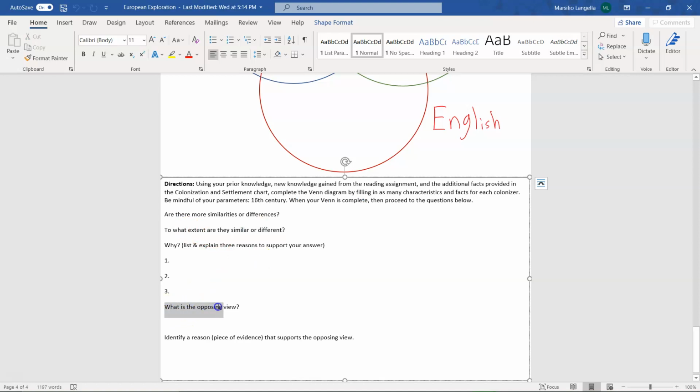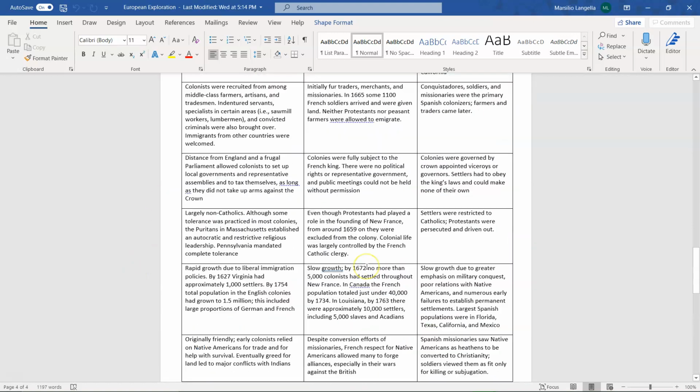Then you're going to provide an opposing view, as in the opposite of the view you just gave. So if you pick similar, in the opposing view you say why they're different and put that here. Then you're going to give a piece of evidence to explain the opposing view. This is really important, because for essays on the AP exam, you have to have a counterargument to your argument, and it's going to help us develop that skill.